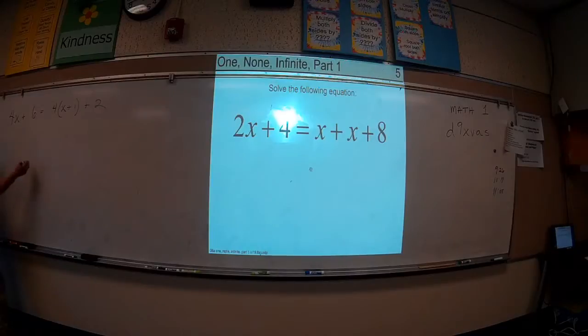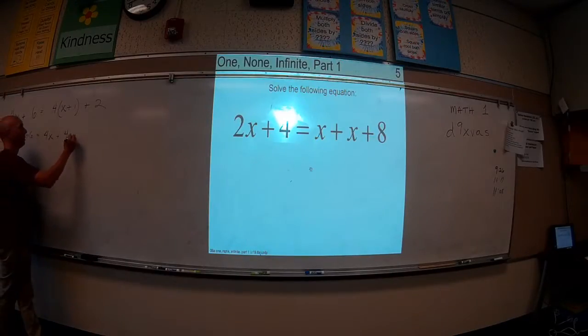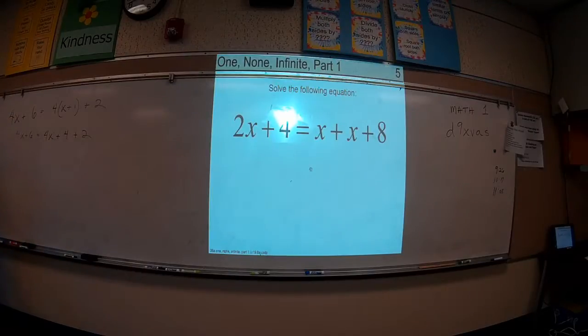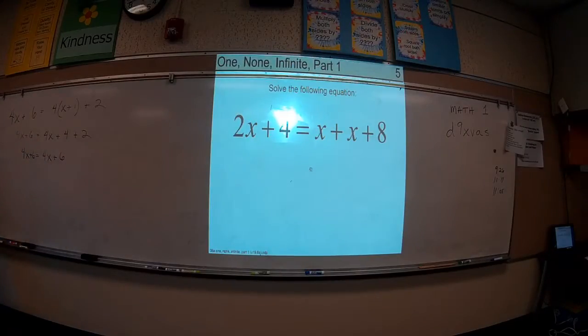Let's simplify it down a little bit. Let's do it with the wall. So I have 4x plus 6 equals 4x plus 4 plus 2 after the distribution. So 4x plus 6 equals 4x plus 6. And right there, Jackson, you're exactly right. It's showing me it's the same thing on both sides.